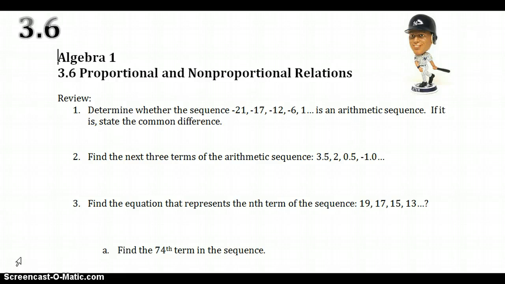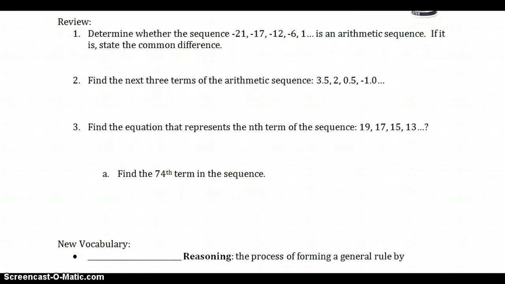Here we are at the last section of Chapter 3, where we're going to talk about proportional and non-proportional relations. We have a few review problems to start this lesson. So let's look into these, determine whether this sequence is an arithmetic sequence or not.